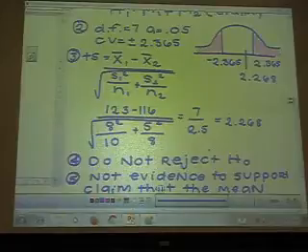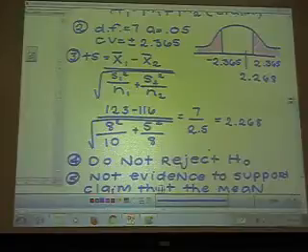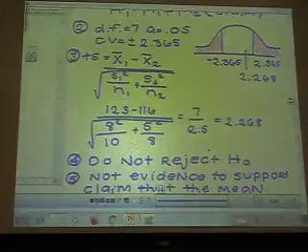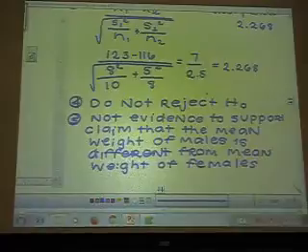And step 3, just plug in all the x bar 1, which is 123, x bar 2, which is 116, over all those numbers. Yeah, that's fine. And then which gives you the test stat of 2.268, which is not in the shaded area. So you do not reject H naught. Good. Step 4, yeah. And then step 5, not enough evidence to support the claim that the mean weight of males is different from the mean weight of females.